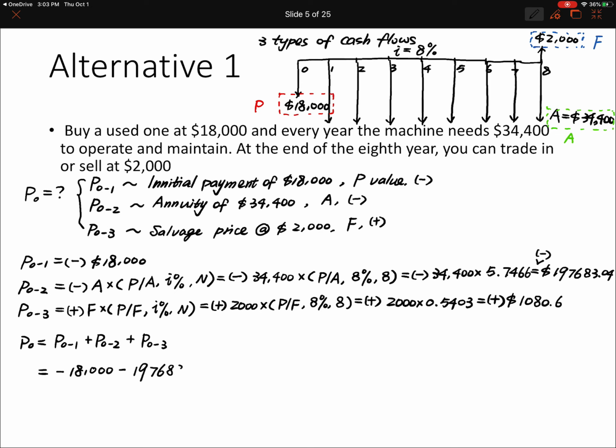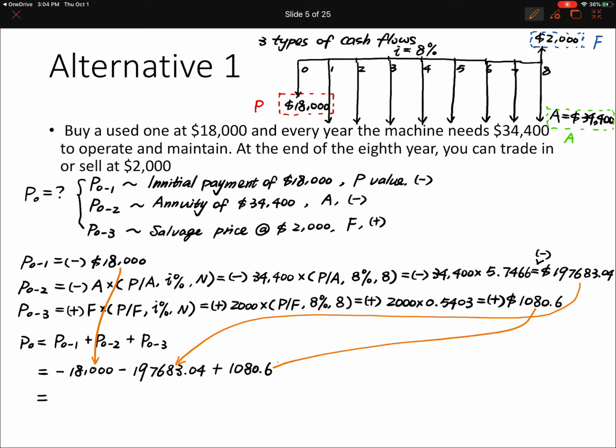P0 part 2 is negative. 1976.83.04. P0 part 1 is something positive. It's 1086.6. Okay. And where do you have them? This one is this. Okay. This one goes here, and this one goes here. Now it's clear, okay?